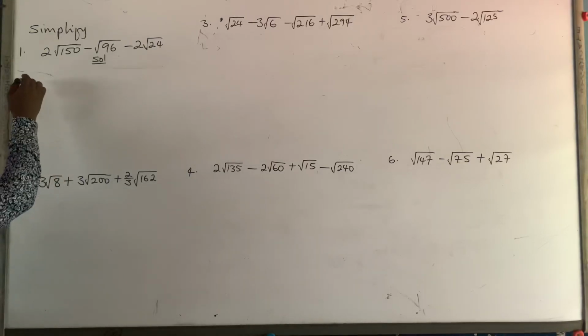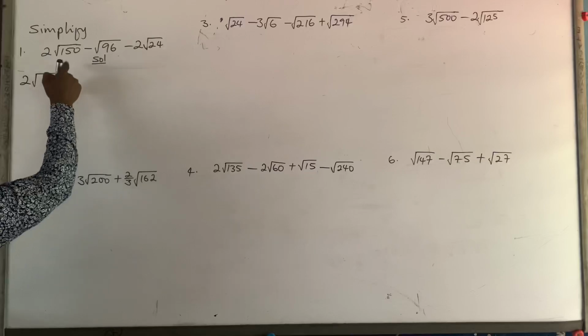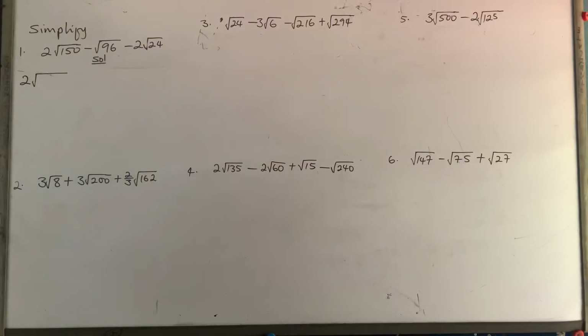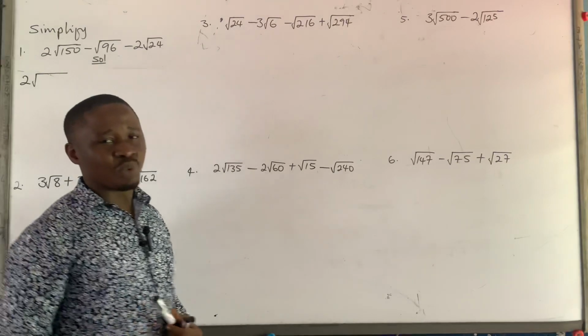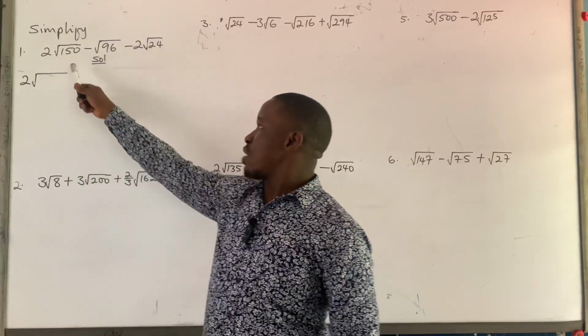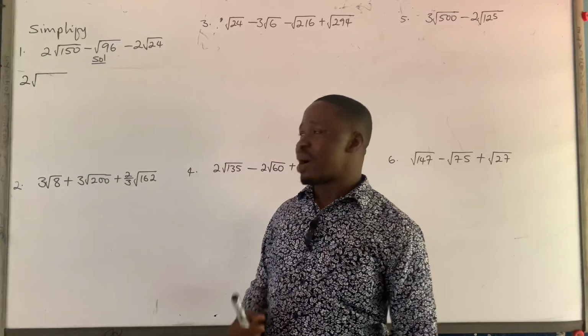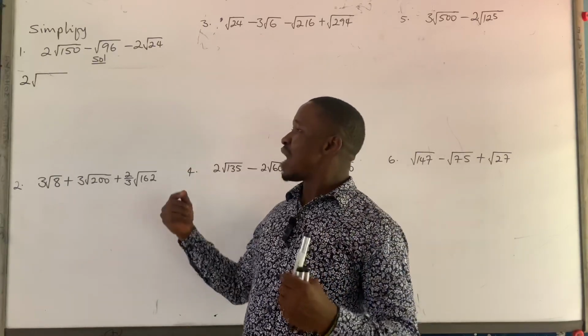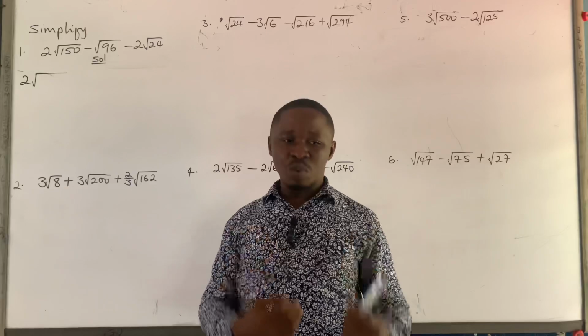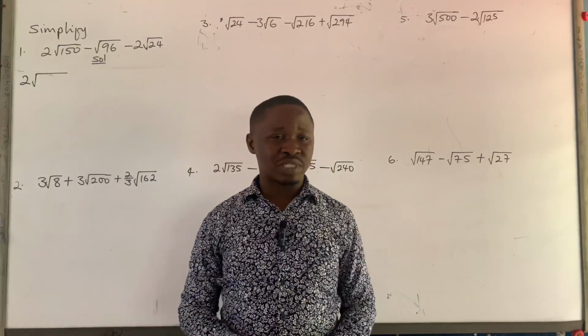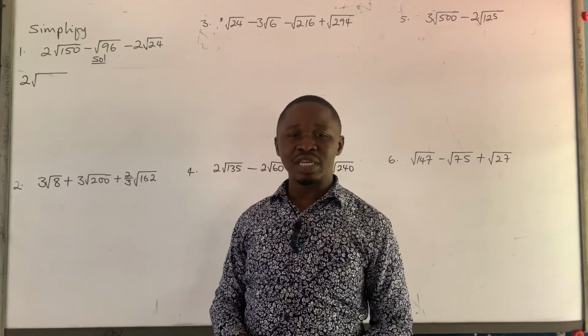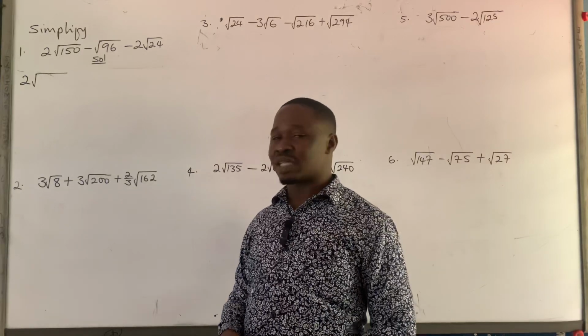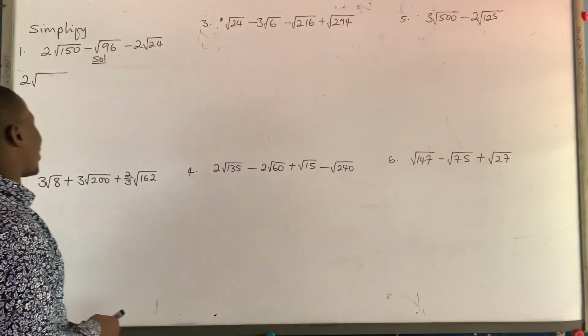All right, so we simplify first what we have in the root. We have 150. Assuming you are a beginner, we think of two numbers we multiply to give us 150. But one of the two numbers must be a perfect square. We may have several pairs of numbers we multiply to give us 150, but one of the numbers must be a perfect square.